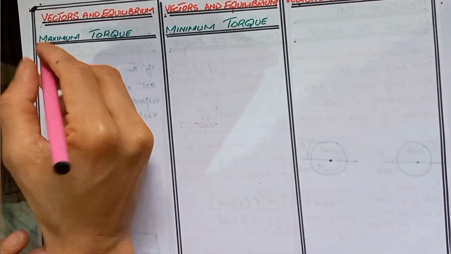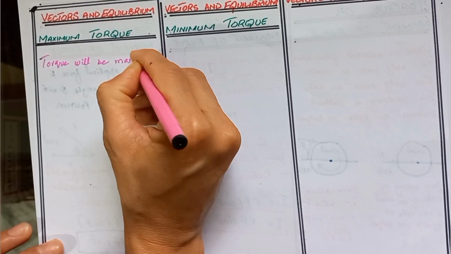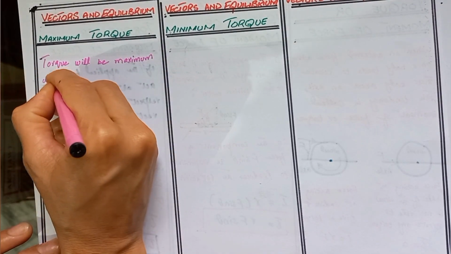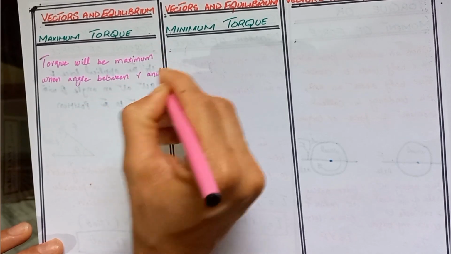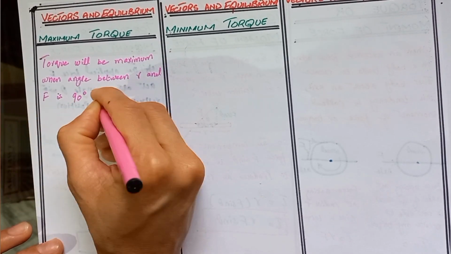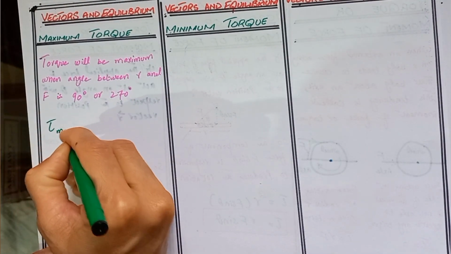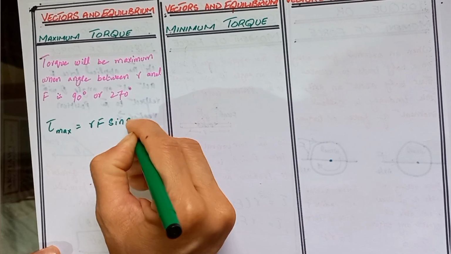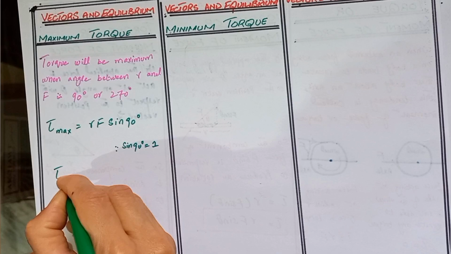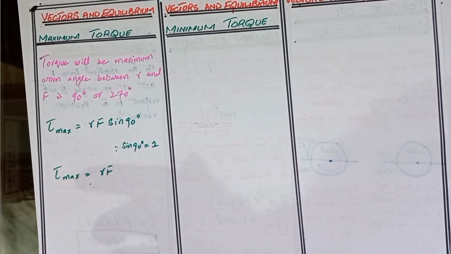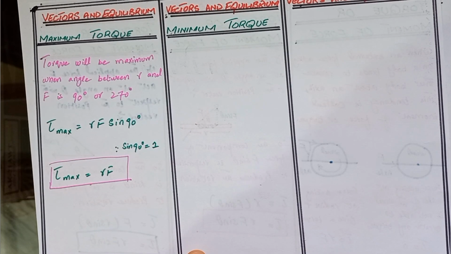Now we discuss the maximum torque. Torque will be maximum when the angle between r and F is 90 degree or 270 degree. So torque maximum is equal to r F sin 90 degree. Sin 90 degree is equal to 1. So torque maximum is equal to r into F. This is the torque is maximum when the angle between position vector r and F is 90 degree or 270 degree.